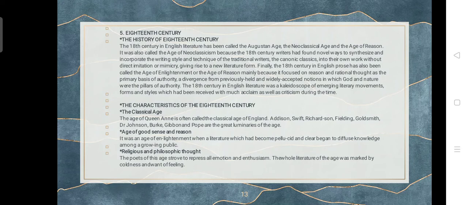Finally, the 18th century in English prose has also been called the Age of Enlightenment, or the Age of Reason, mainly because it focused on reason and rational thought as the primary basis of authority, a divergence from previously held notions in which God and nature were the pillars of authority. The century in English literature was a kaleidoscope of emerging literary movements, forms, and styles which had been received with much acclaim as well as criticism during the time.